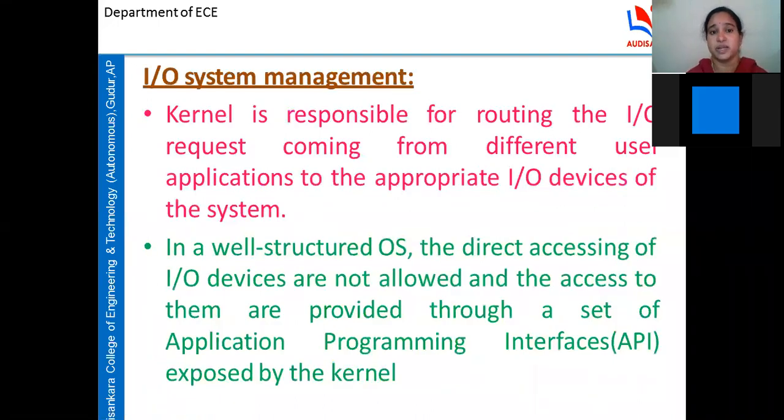Next is input output device management. Input output means the devices may be input devices or output devices. Here the kernel is responsible for routing the input output requests. It may be a request from the input device, a request from the output device, from the different user applications to the appropriate IO device of the system. In a well-structured operating system, direct accessing of the input device is not allowed, and the accessing of them is provided through a set of application programming interfaces exposed by the kernel.